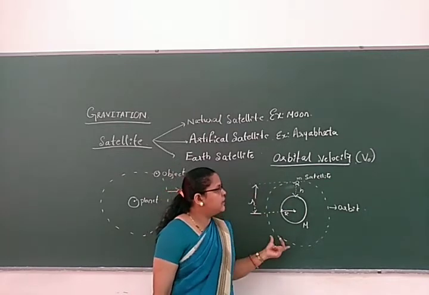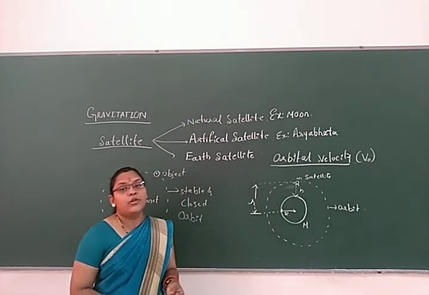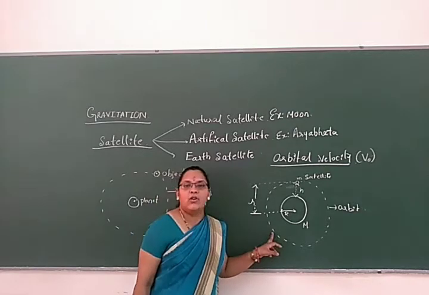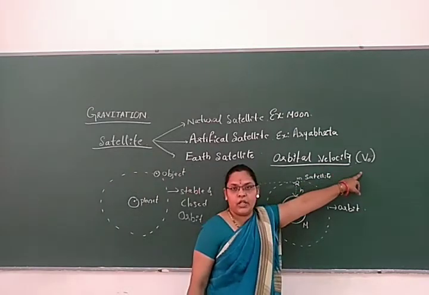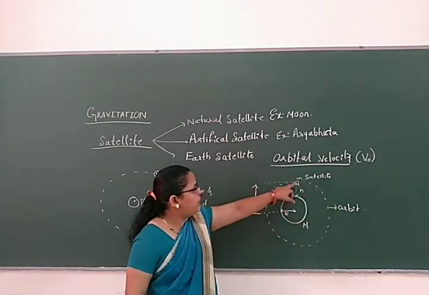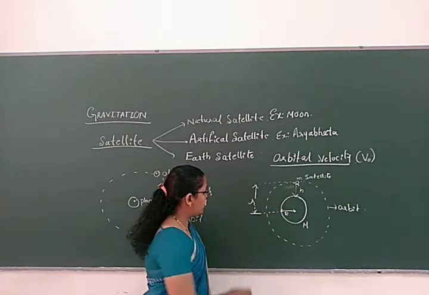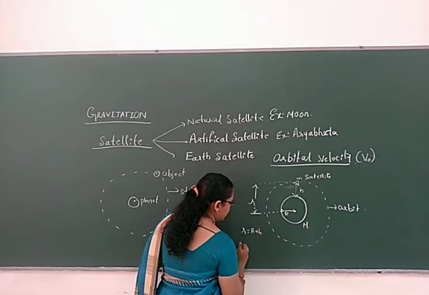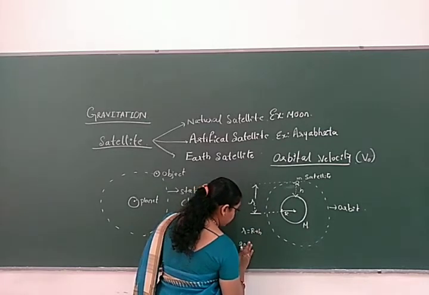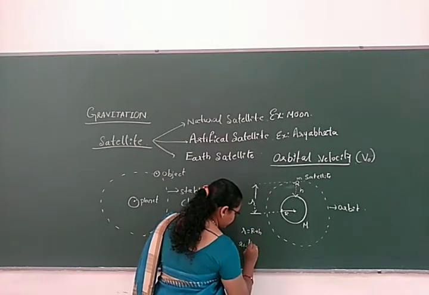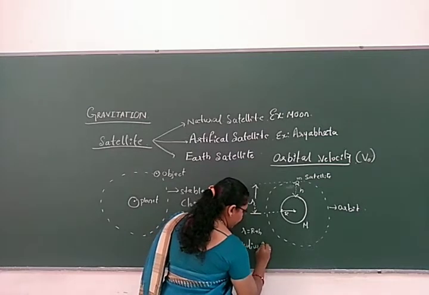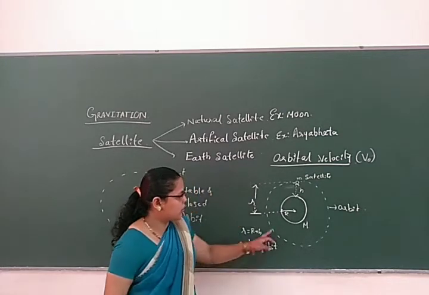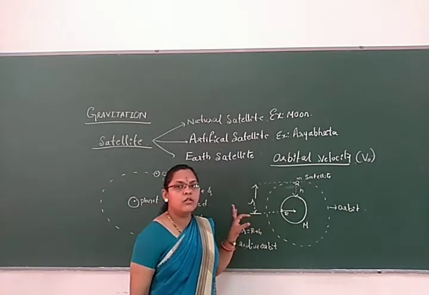Now, once you consider this, what are we going to check here? Orbital velocity. We know that this velocity is denoted by V naught here, right? m is the satellite, and we will write small r is equal to R plus h. This is the radius of the orbit in which the satellite is going to revolve around the planet.